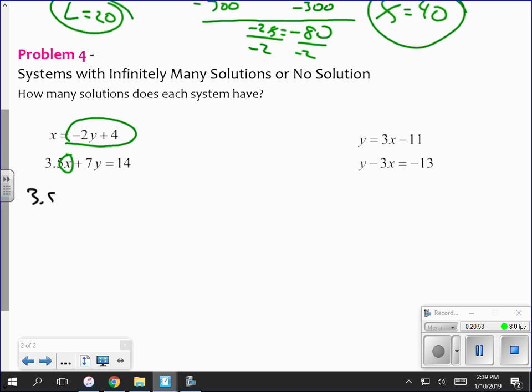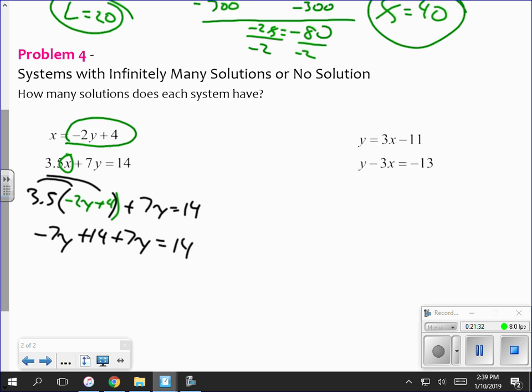So I have 3.5 times negative 2y plus 4 plus 7y equals 14. Distribute. 3.5 times negative 2 is negative 7y. 3.5 times 4 is 14. Plus 14 plus 7y equals 14.